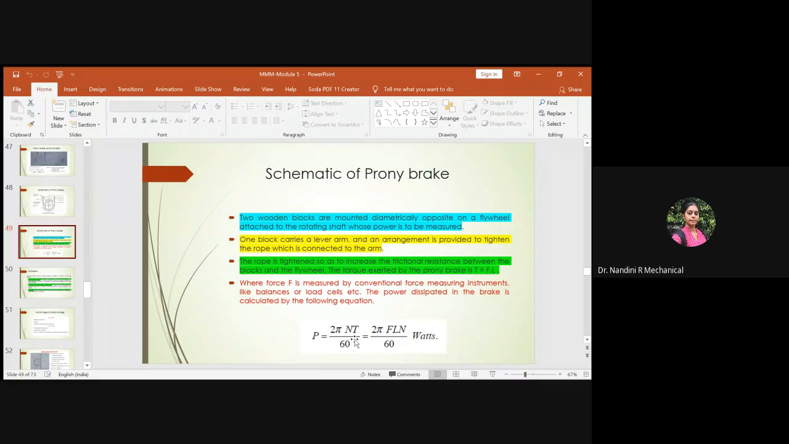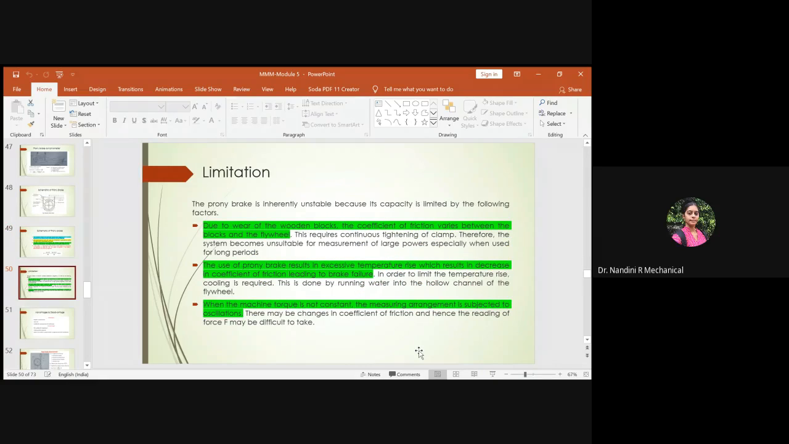So a Prony brake system is used in order to measure the torque and the power, right? First we determine the value of the torque, and then we use the formula to determine the value of power in the units of watts. But these Prony brake dynamometers have certain limitations. So what are these limitations that you have to understand?